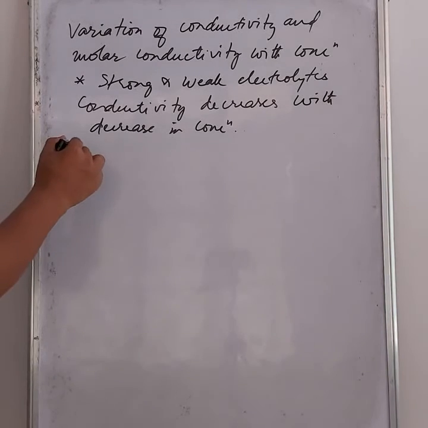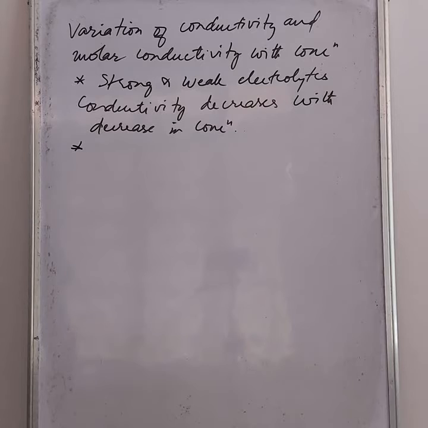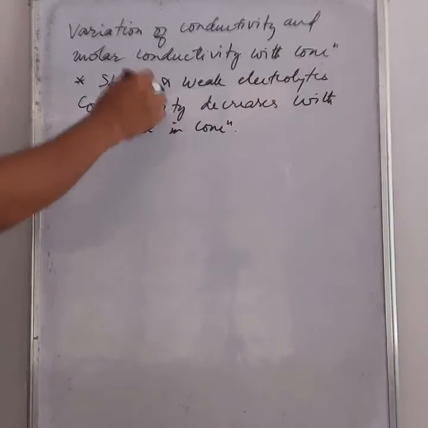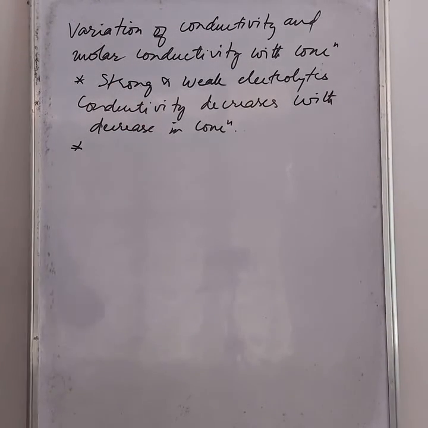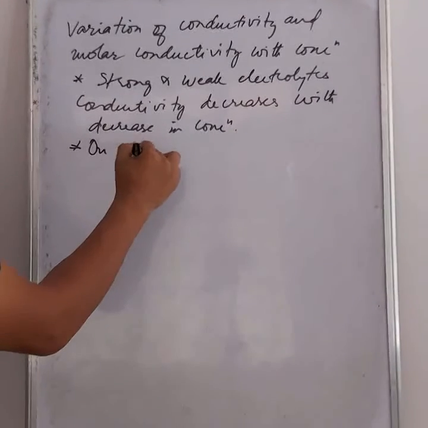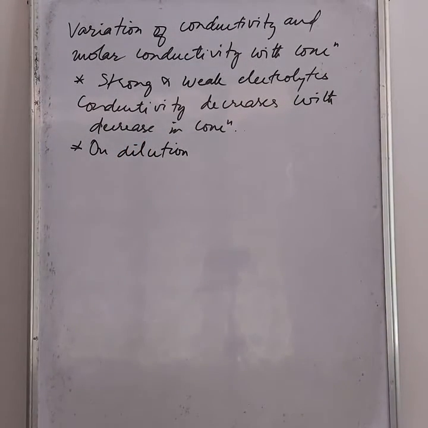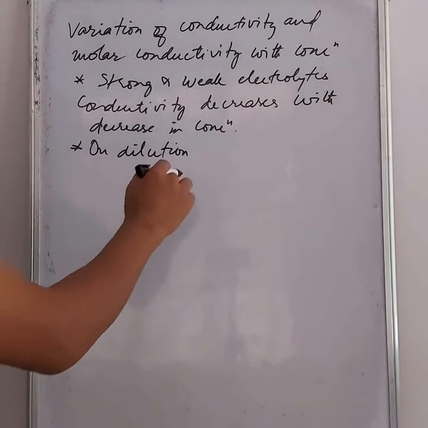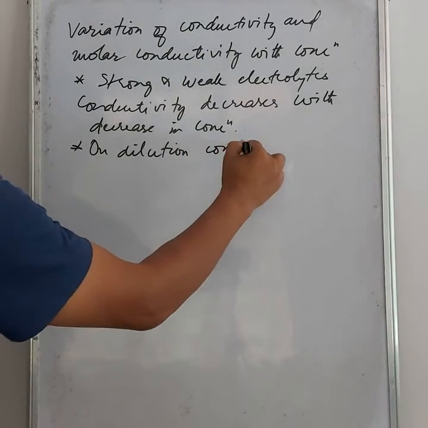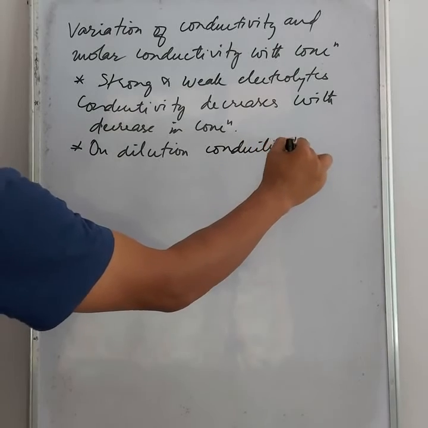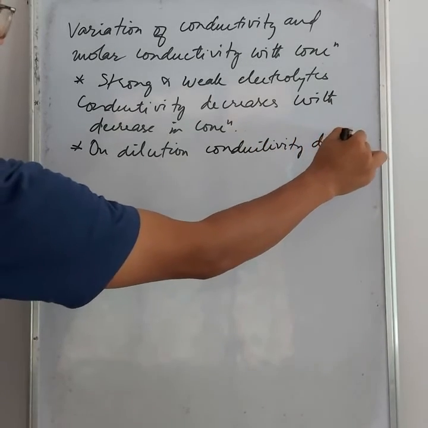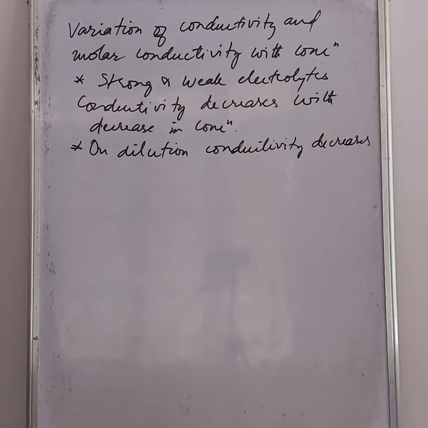The second point is that the number of ions per unit volume that carry the current in the solution decreases on dilution. That is the reason why on dilution, conductivity decreases, because there will be less number of ions per unit volume of the solution.